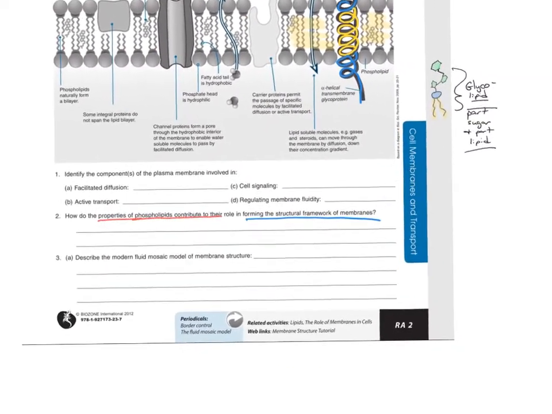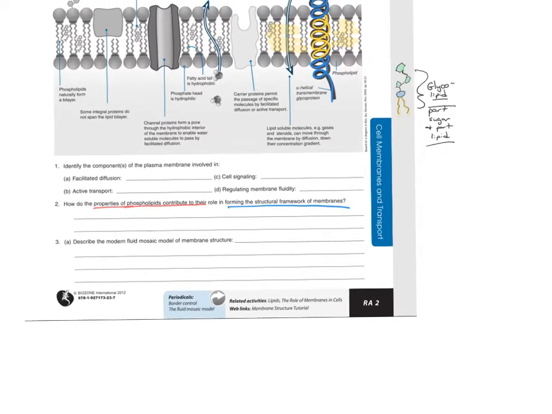Has a polar head, that's right. The fact it has a polar head and nonpolar tail.